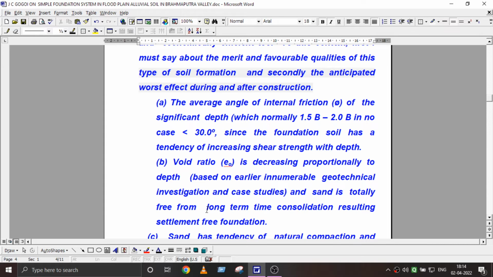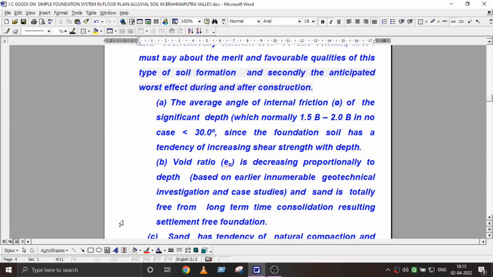Where permeability is 1 centimeter per second, that soil pore water can easily drain out at a slight overloading, it will be coming out. So in sandy soil, there shall be no long-term time consolidation.